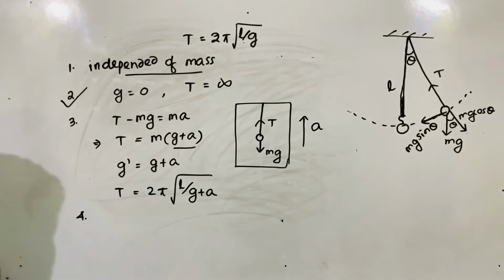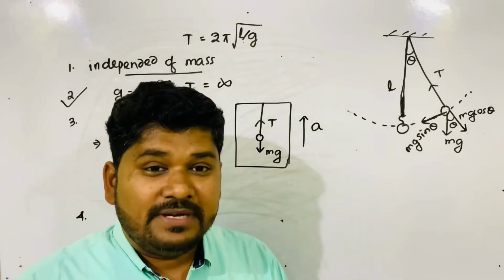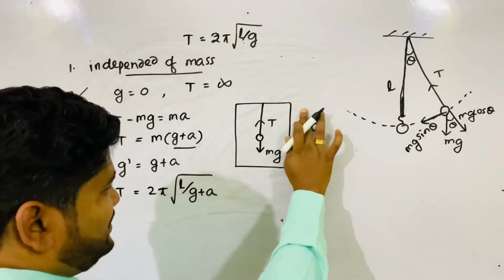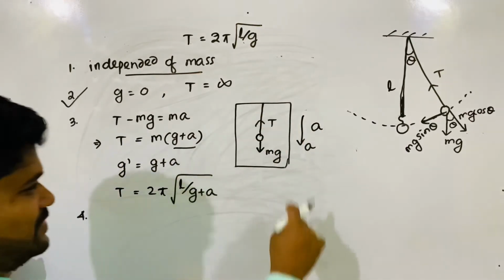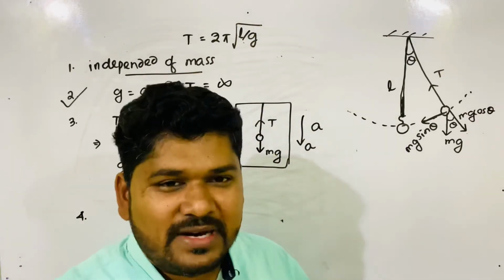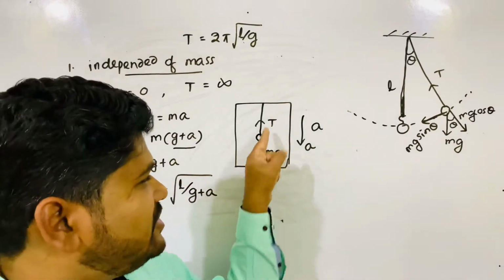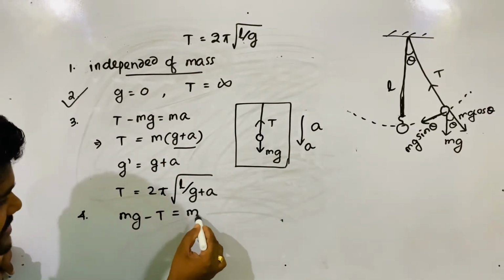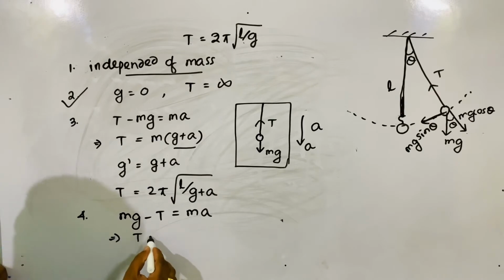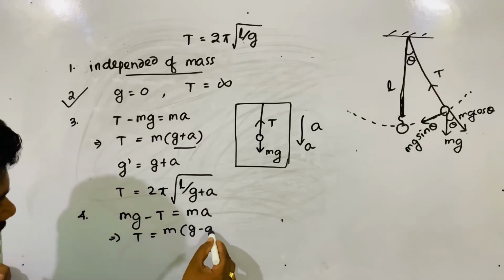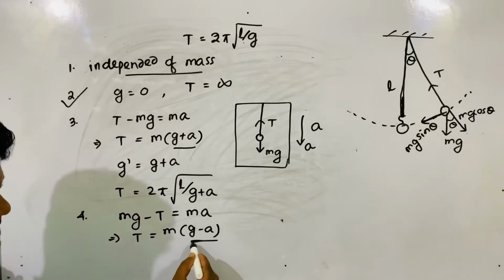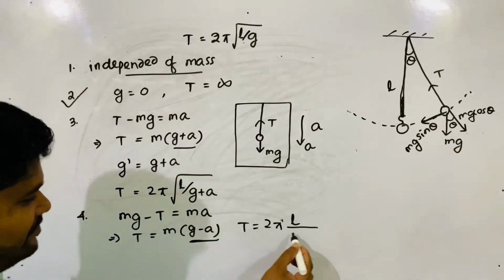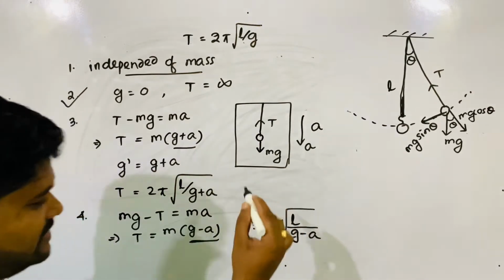So number 4. The pendulum is inside the lift, and the lift is coming downward with acceleration a. The same figure. If it is coming downward with acceleration a, which one is greater, mg or T? So mg is greater. So mg minus T is equal to ma, which implies T is equal to m times (g minus a). Now this is the effective g. Then what will the time period be? T is equal to 2 pi root over L by (g minus a).